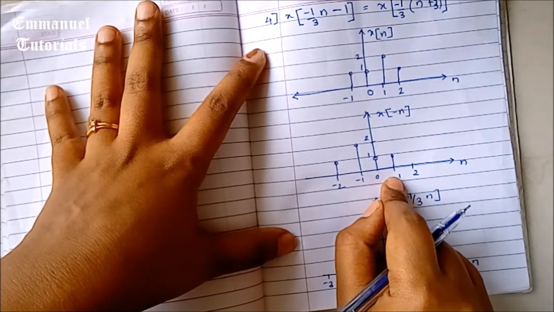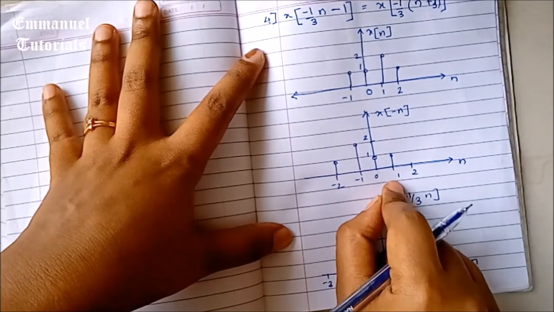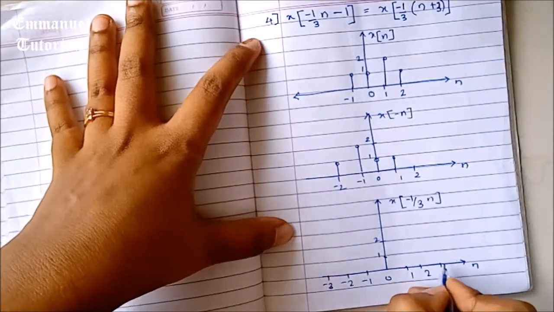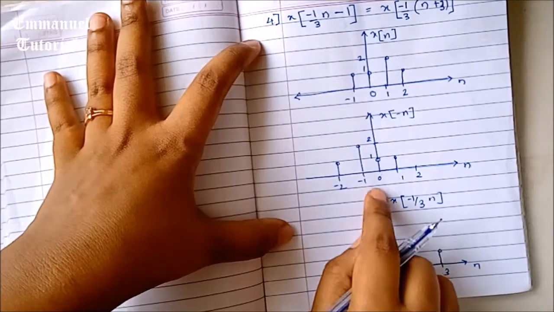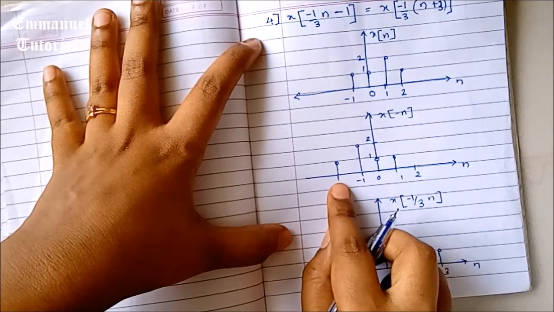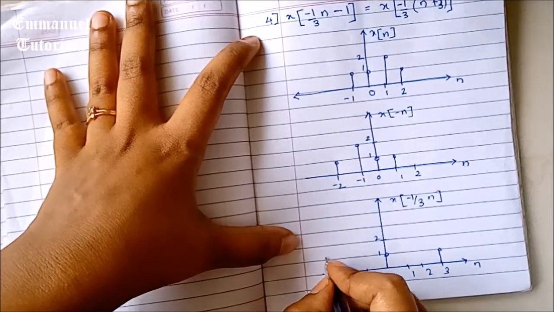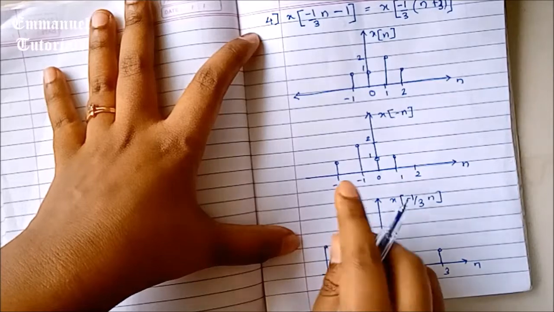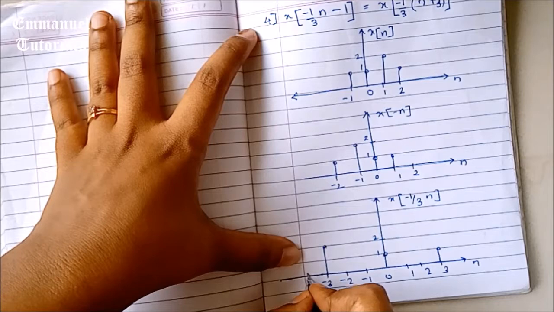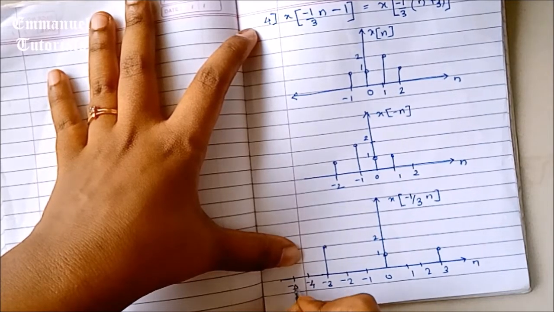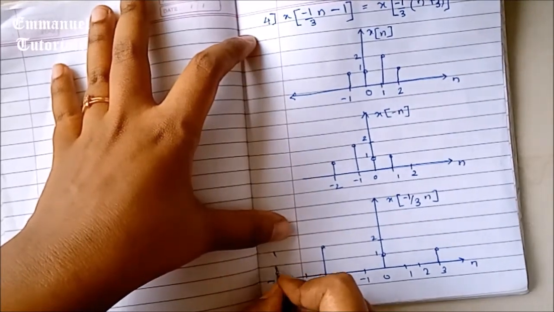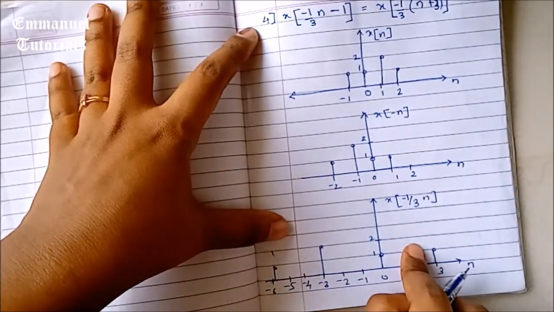like at 1 the amplitude is 1. So at 1 into 3, that is at 3, the amplitude will be 1. At 0 into 3, that is 0, the amplitude will be 1. At minus 1 into 3, that is minus 3, the amplitude will be 2. And at minus 2 into 3, which is minus 6, the amplitude will be 1. So this will be the resultant signal.